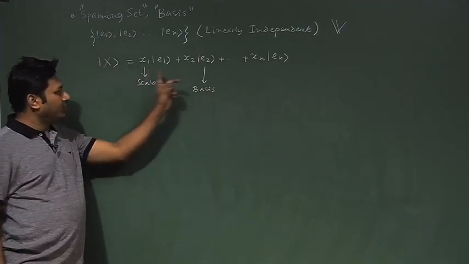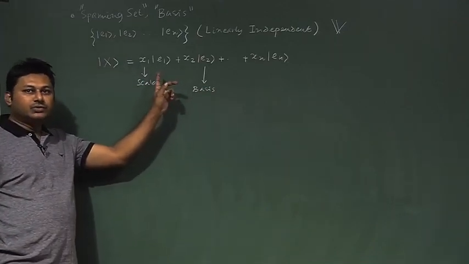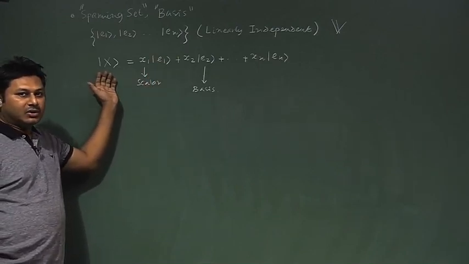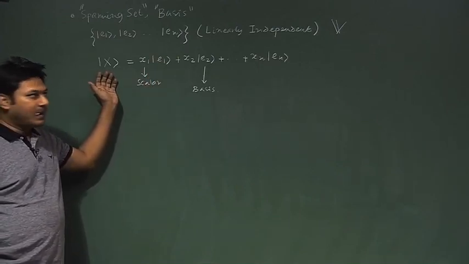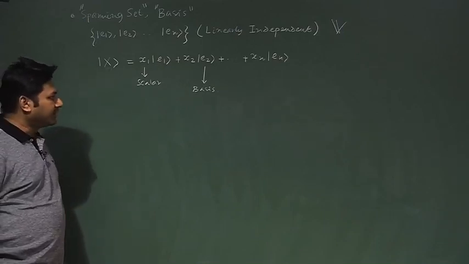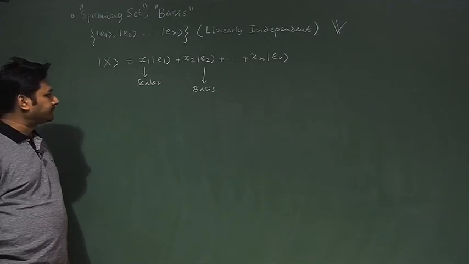Now, I changed the notation. This notation has already been introduced to all of you. It is a very important notation in the context of quantum mechanics, and we call this a ket notation, or sometimes it is called Dirac notation also.